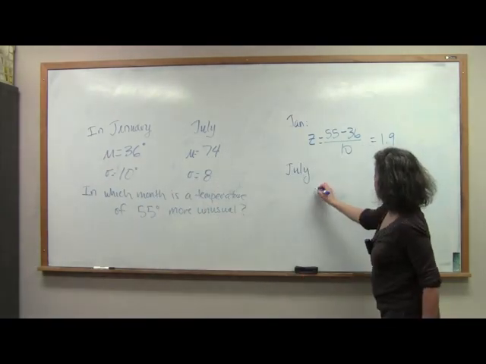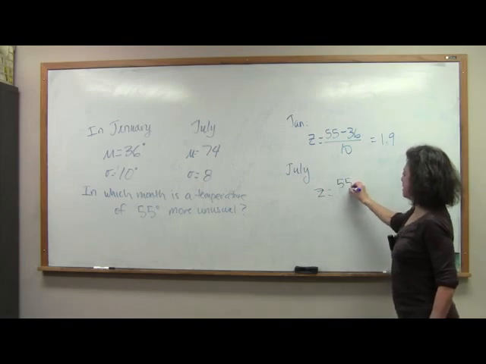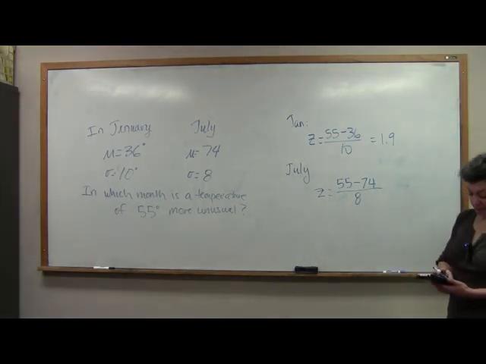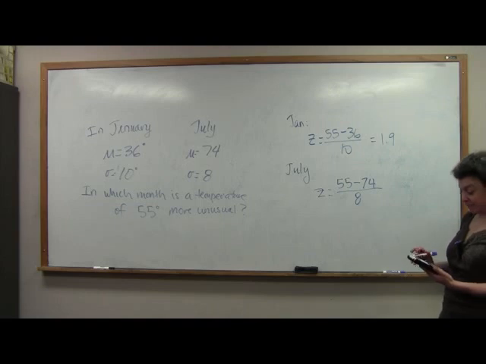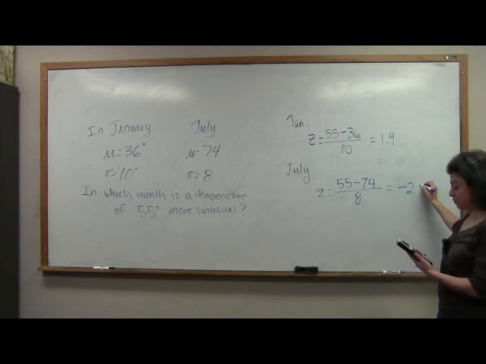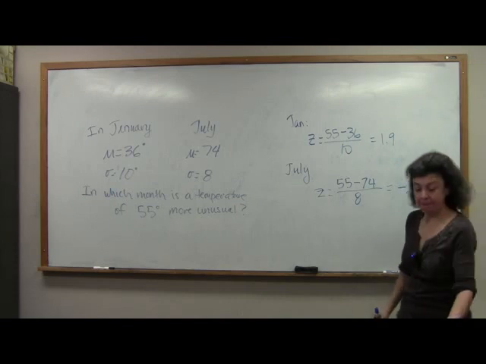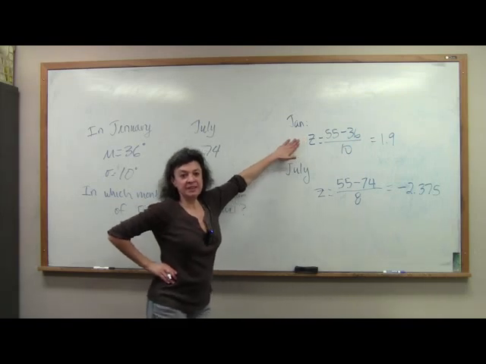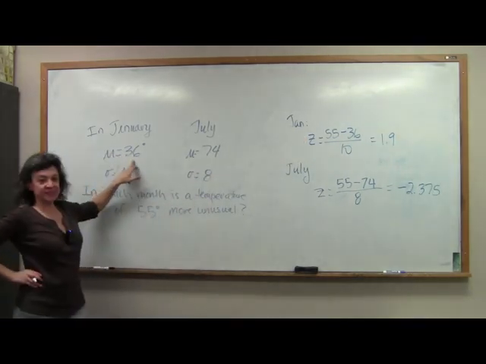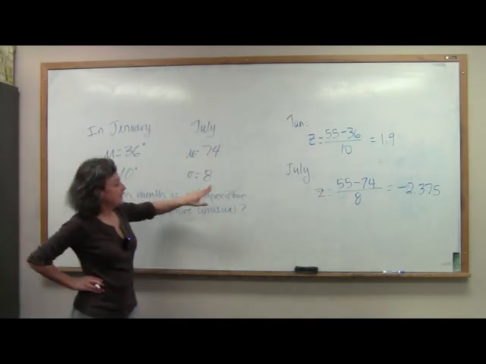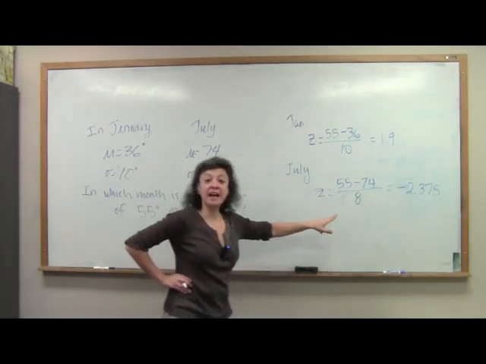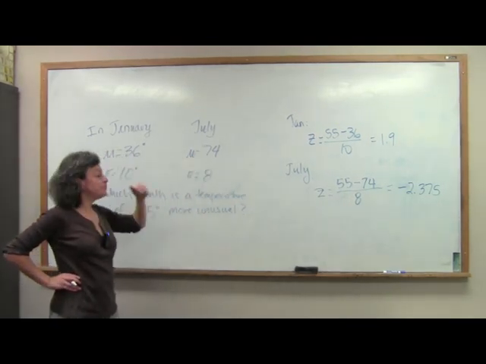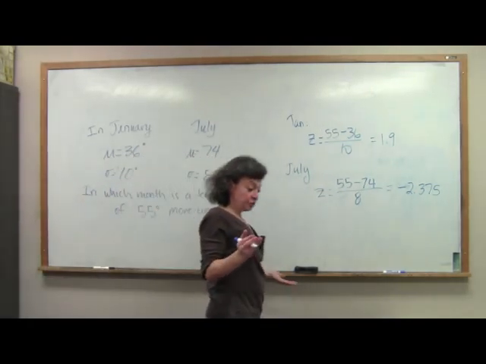Now, in July, let's compute our z-score. Again, the temperature is 55, but now the average is 74 with a standard deviation of 8. So here we get negative 2.375. Now notice something. In January, my z-score was positive. That makes sense because 55 is a lot warmer than the average. In July, my z-score was negative precisely because it was less than the mean. Okay? Now, which is more unusual?